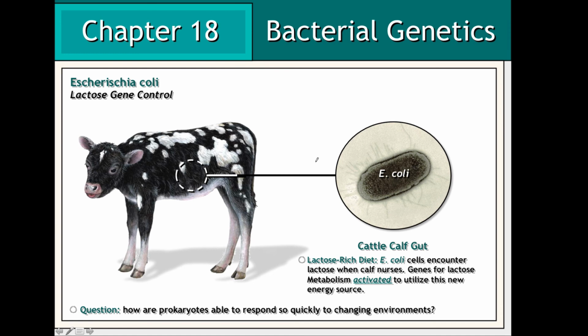In the gut of a nursing calf, E. coli bacteria do encounter lactose. Therefore, genes for lactose metabolism are activated so that these cells can utilize this new energy source. But how exactly are prokaryotes able to respond so quickly to these changing environments?